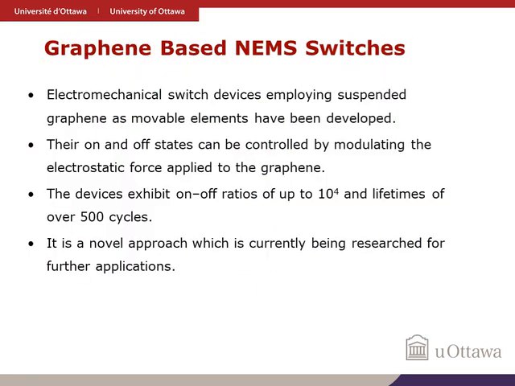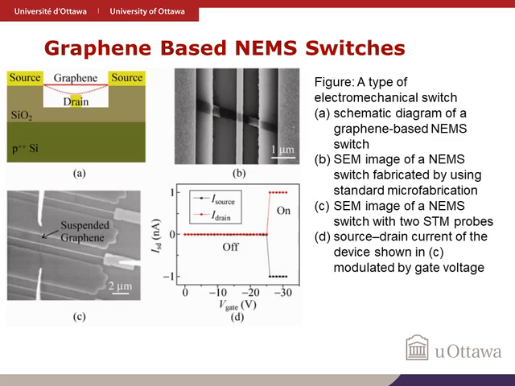So there are also graphene-based NEMS switches, which are currently being researched and developed. These are electromechanical switch devices employing suspended graphene as movable elements. Their on and off states can be controlled by modulating the electrostatic force applied to the graphene. The devices exhibit on-off ratios of up to 10^4 and lifetimes of over 500 cycles. It is a novel approach which is currently being researched for further applications. So this is a figure displaying the graphene-based NEMS switches.